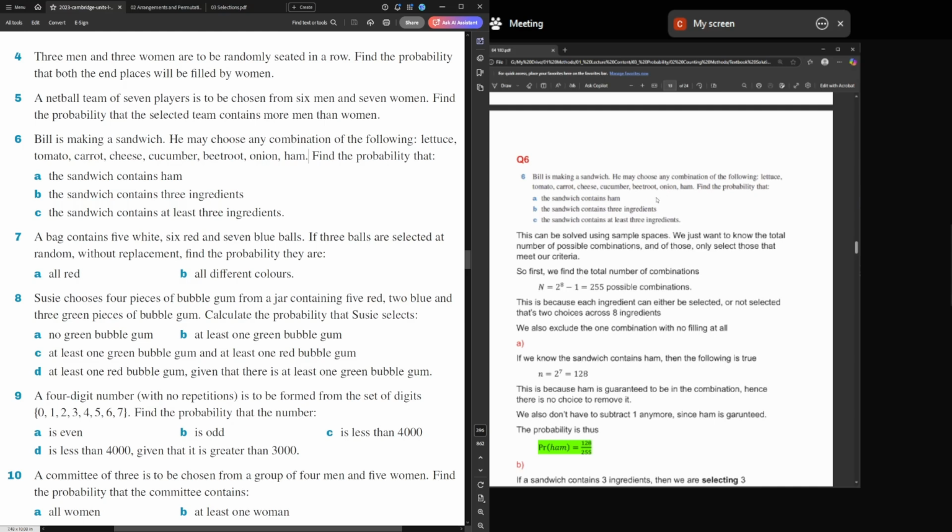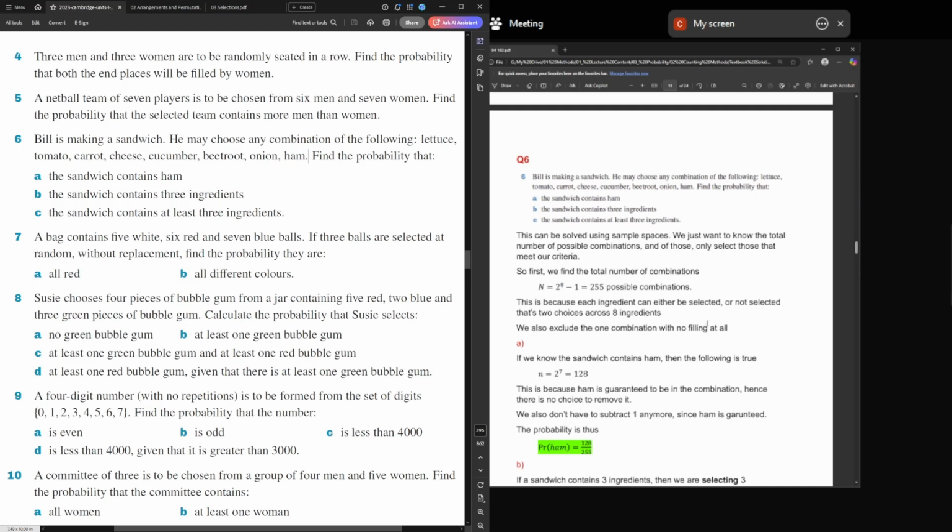But because we have to have at least one ingredient in there, one of the easiest ways to go about this is to just subtract the number of combinations that have 0 ingredients in them. And there's only one way of doing that, which is if you say no to everything. So instead of having just 2 to the 8, you now have 2 to the 8 minus 1.